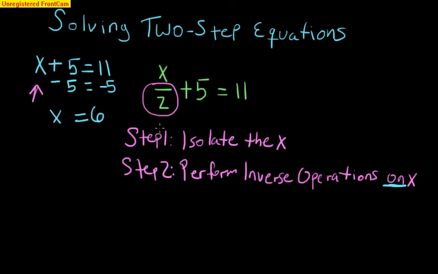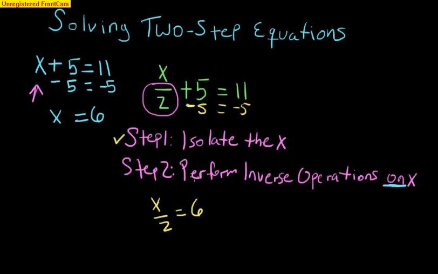So the first step is to isolate the x. Well, that's what we did before. We said minus 5 equals minus 5. In which case, we have the new equation, x over 2 equals 6. So we've completed step 1, we've isolated the x.